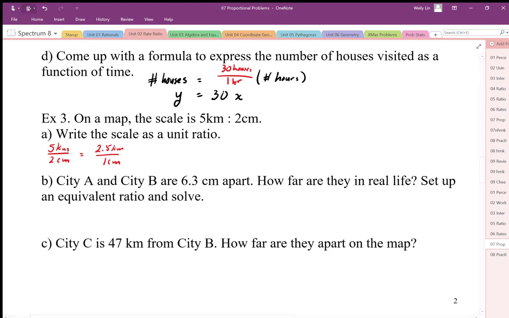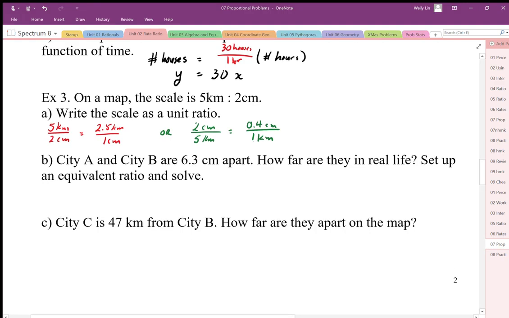We can also write that unit rate the other way around. So we could say, or, 2 centimeters for 5 kilometers. And if I divide that, I get 0.4 centimeters per kilometer. So every kilometer represents 0.4 centimeters.